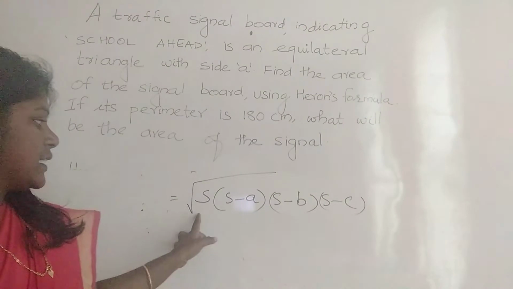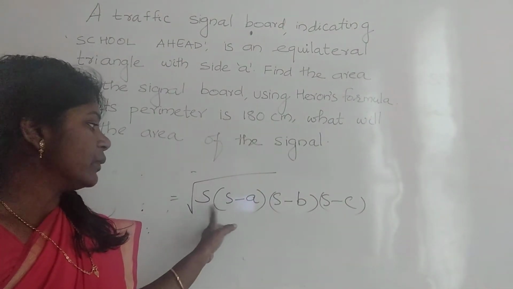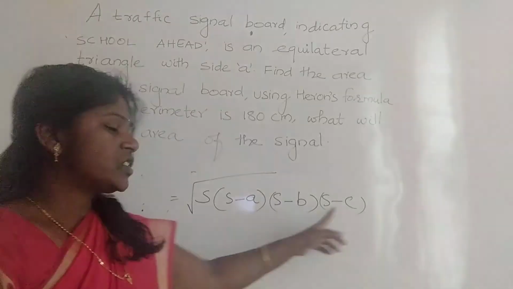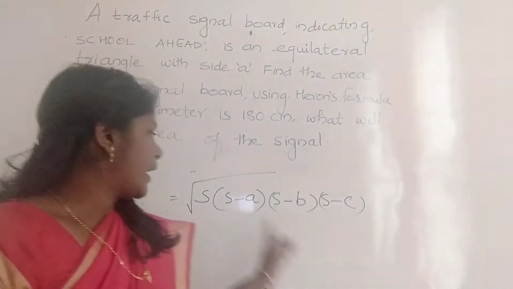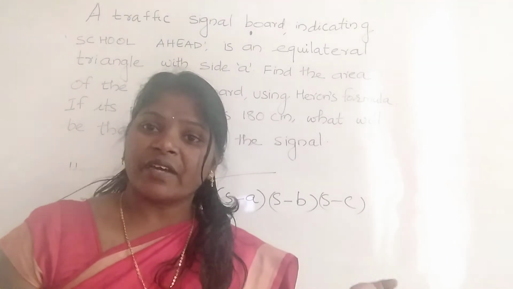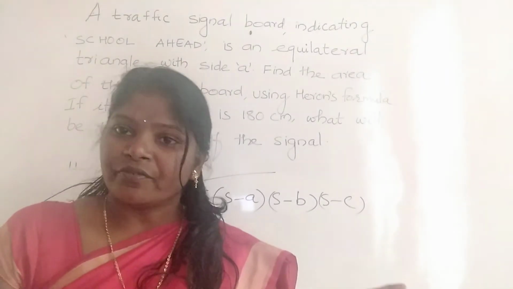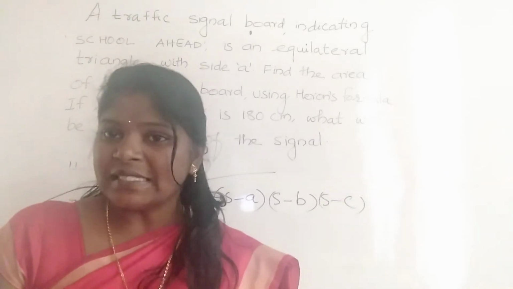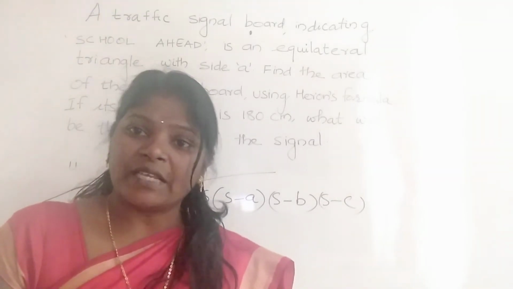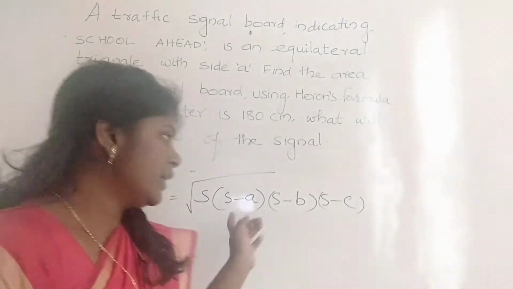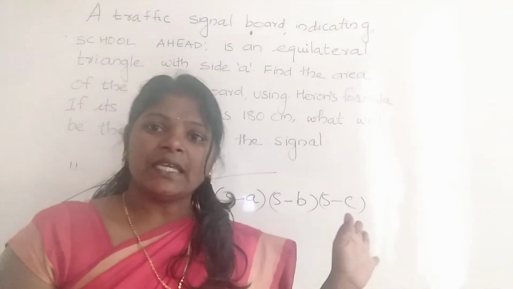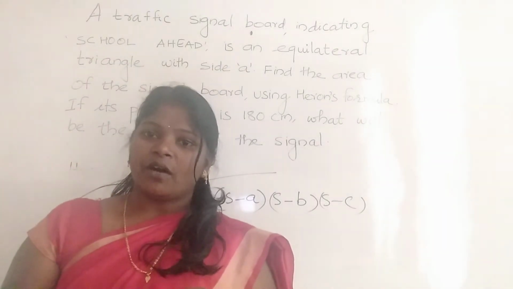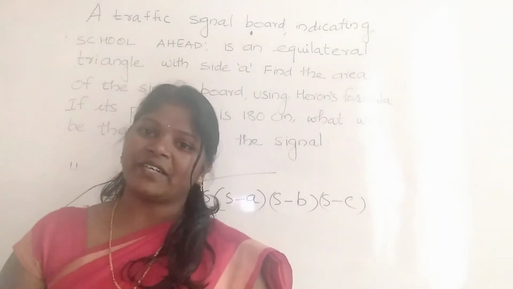Okay. Root of S into S minus A into S minus B into S minus C, where A, B, C are the sides of the triangle and S is the semi-perimeter. Then how can we find the semi-perimeter? Half of its perimeter. You know the perimeter of a triangle. What is the perimeter of a triangle? The sum of all three sides is the perimeter of a triangle. If you take half of it, then we can say it is the semi-perimeter. Did you understand? See, by using this formula, how can we find the area of a triangle with different sides?